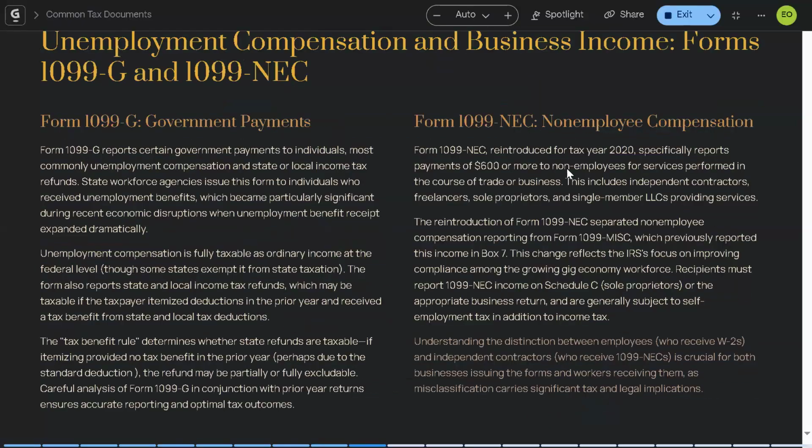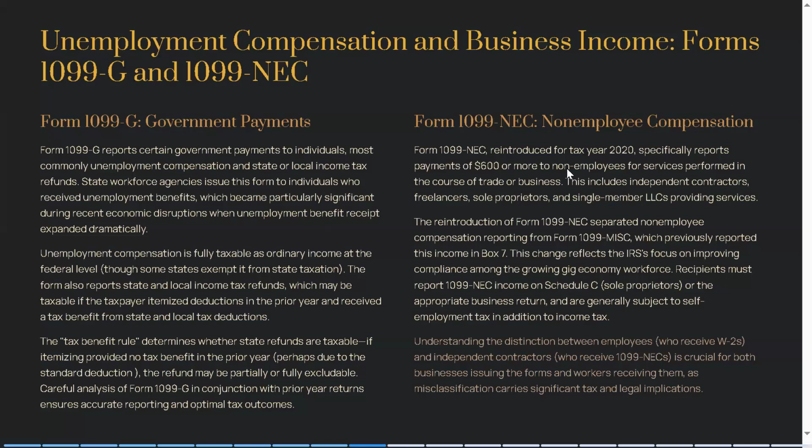The 1099-G and 1099-NEC. The 1099-G is for certain government payments to individuals, most commonly unemployment compensation and state or local income tax refunds. So unemployment is fully taxable. And if a taxpayer got unemployment for any amount of time, they need to provide the 1099-G.